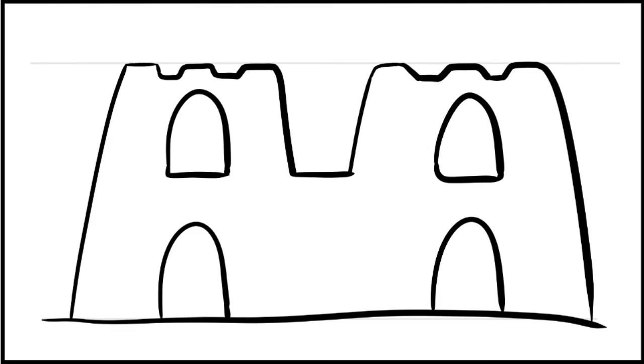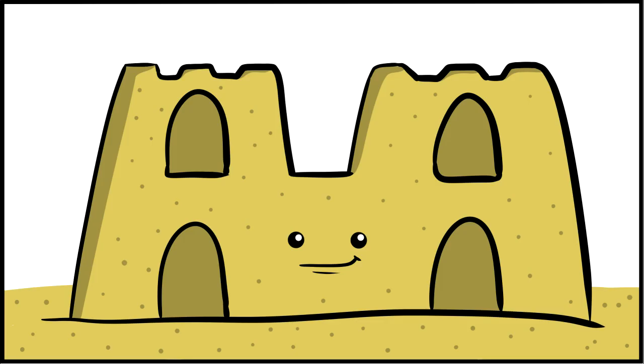So I'm just going to start off by drawing two dots for the eyes, and then two white highlights, and then just add a little smile underneath. And that's it, how to draw a cartoon sandcastle.